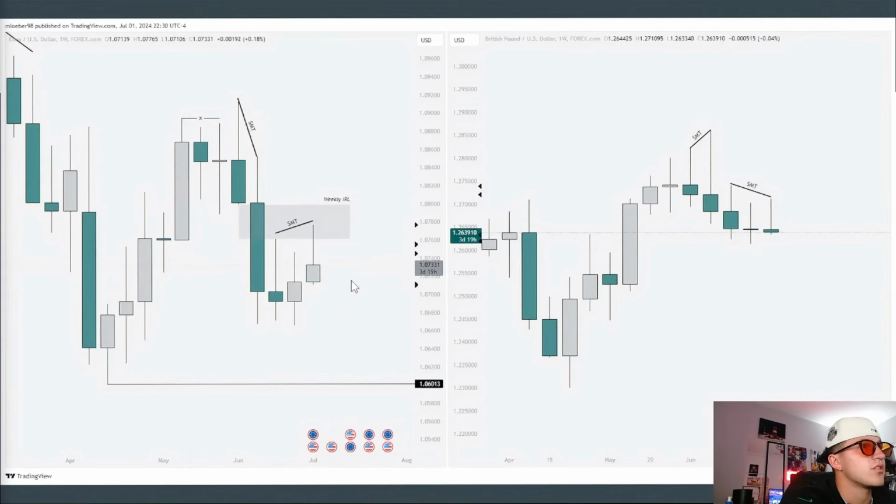Given the fact that Euro has been a lot more active than GBP, I'm going to want to favor this pair over this pair for the trade. Now let's look at a daily chart just to see if we can get some more clarity.